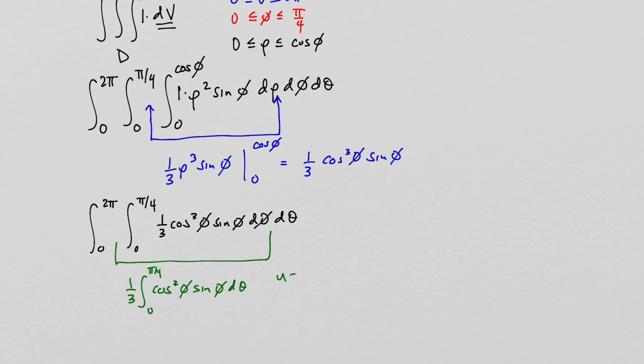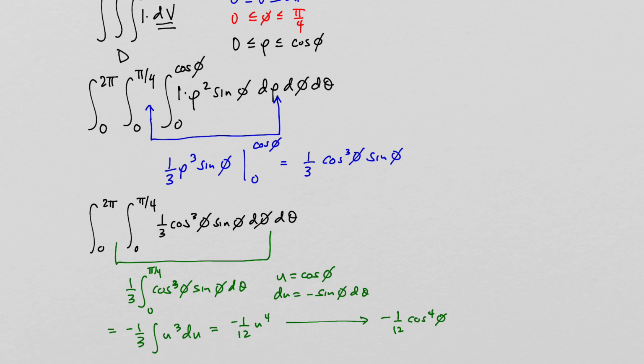So we have u equals cosine of phi. du is going to be negative sine of phi d phi. And this integral becomes negative 1/3 integral of u cubed du. When you do the integration, you will get negative 1/12 u to the 4th, which becomes negative 1/12 cosine to the 4th of phi. And then now we're going to evaluate that from 0 to pi over 4.